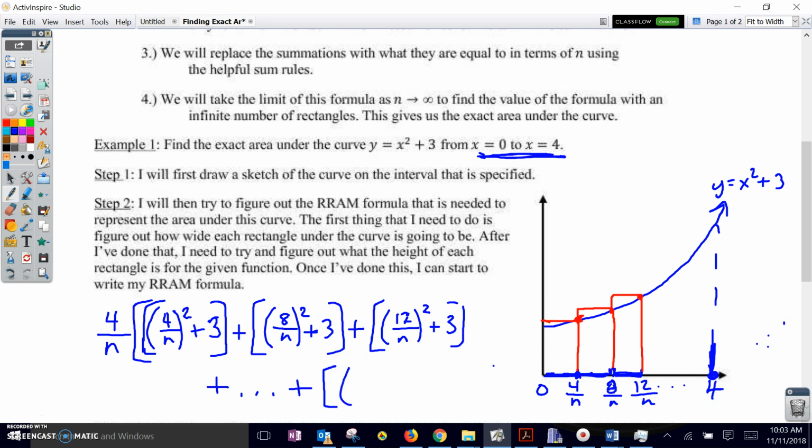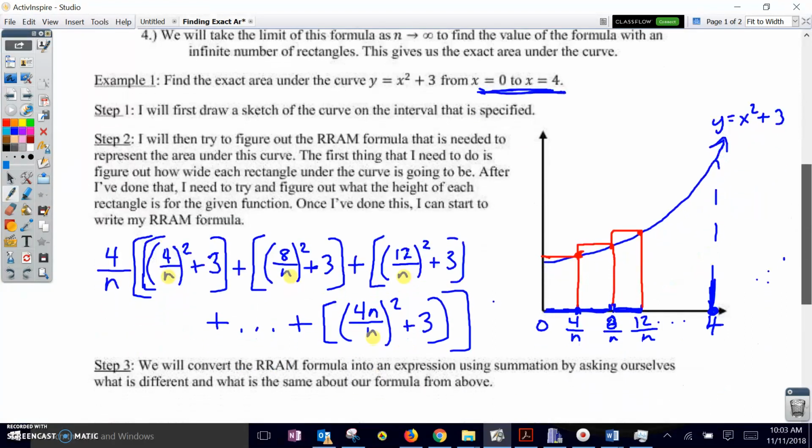I'm going to write 4 in a slightly different way so that I maintain uniformity with all of the other things I've written thus far. I'm going to write this as 4n over n, because that simplifies to 4, but it maintains the same form that we've got in all of these, where we've got something divided by n. Okay, so there is our RRAM formula that represents the area underneath this curve.